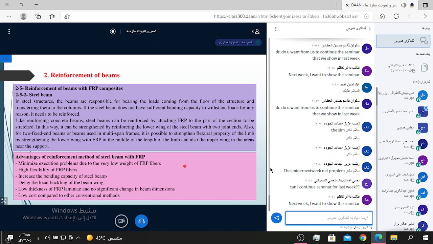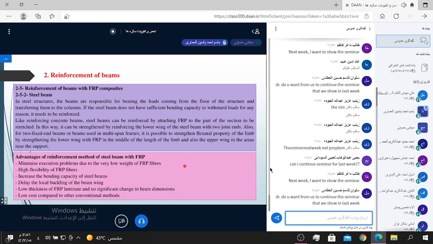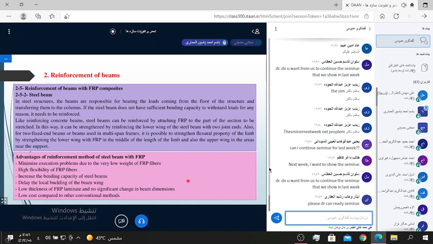It can be strengthened by reinforcing the lower wing of the steel beam with 2 joint ends. Also, for 2 fixed end beams or beams used in multi-span frames, it is possible to strengthen the flexural property of the limb by strengthening the lower wing with FRP in the middle of the length of the limb, and also the upper wing in the area near the support. Advantages of the reinforcement method of steel beam with FRP.